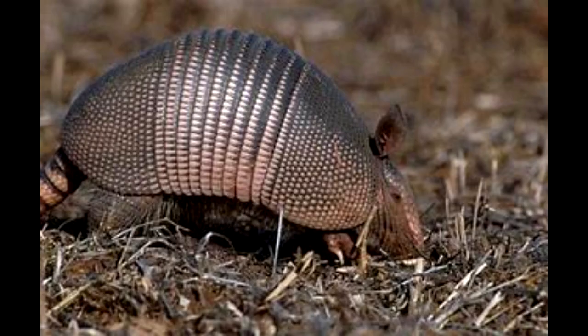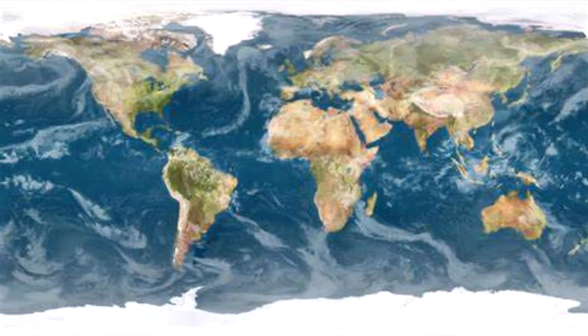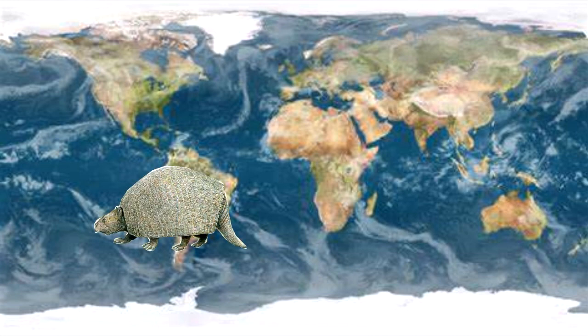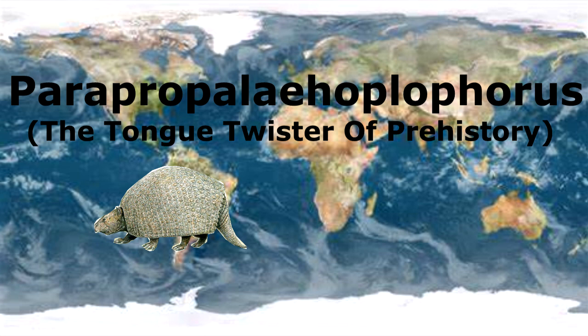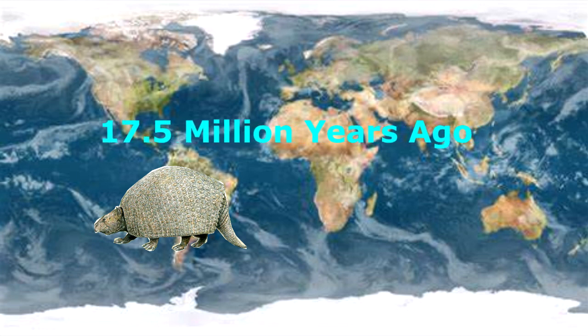Number 7. Glyptodonts. That's right, Texas's state animal isn't from the good old US of A. Their ancestor, the Glyptodonts, came from South America, and the first of these Glyptodonts was called Paraporopaleohophophorus. I swear, I could not make that name up even if I wanted to. It was small compared to Glyptodon standards, and it appeared around 17.5 million years ago during the early Miocene epoch.